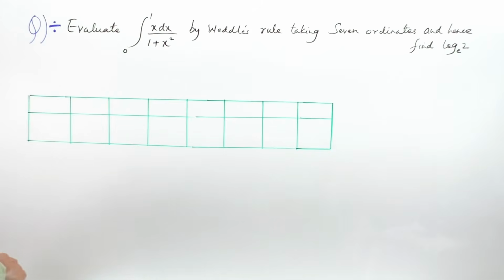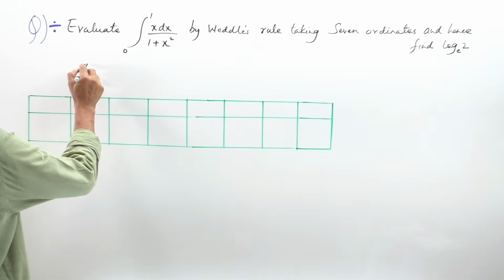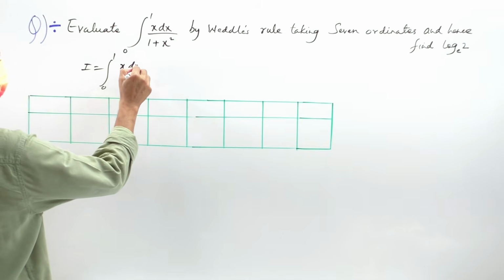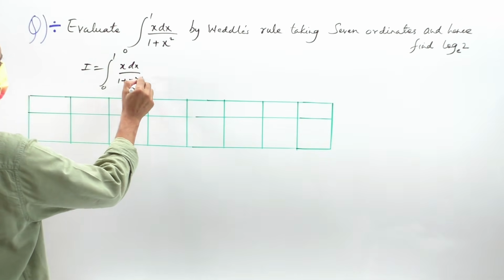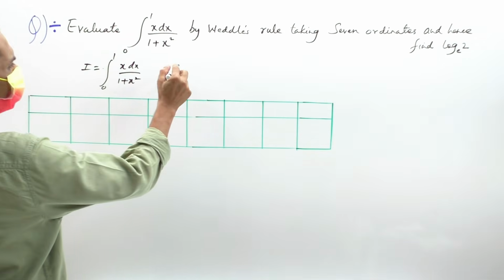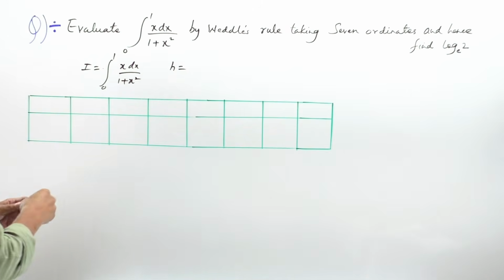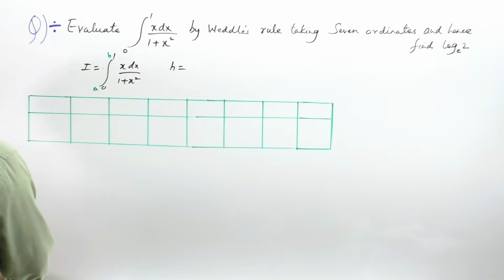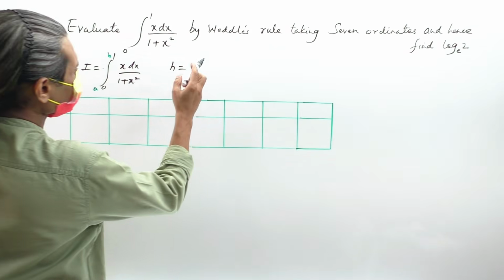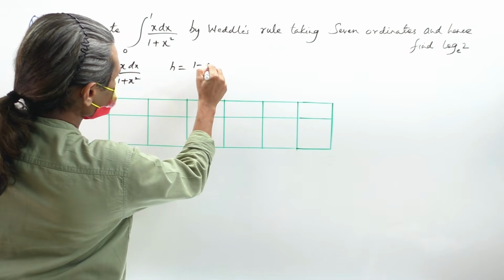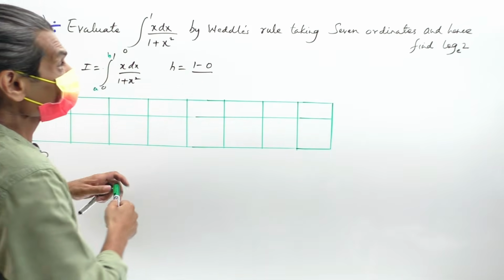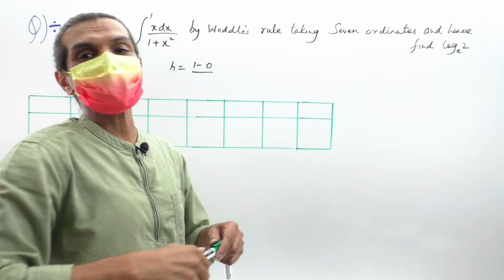Now we have I equal to the integral from 0 to 1 of x dx over 1 plus x squared. The value of h will be, as you know, (b minus a) over n, where this is a and this is b. Now let's find h. h is equal to (1 minus 0) over n. What is n here? Very simple thing: taking 7 ordinates.